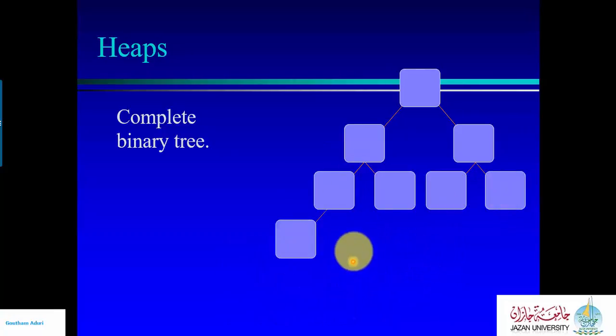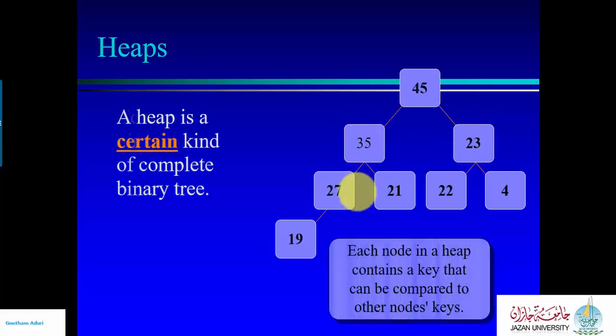This is a complete tree because all the nodes are completely filled in each level. Each node in a heap contains a key that can be compared to other nodes. The other heap property is the max heap. What is a max heap? In a max heap, the key of the parent node must be greater than its child keys. If you see 45, out of all its children, it is greater than its children. Then we'll take another subtree.